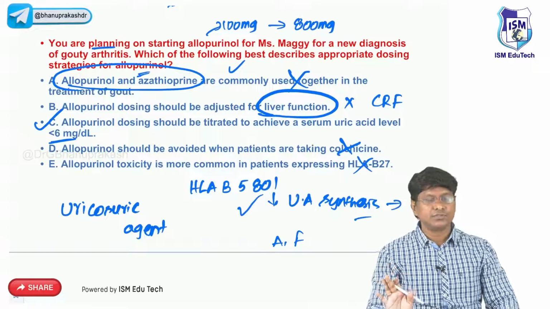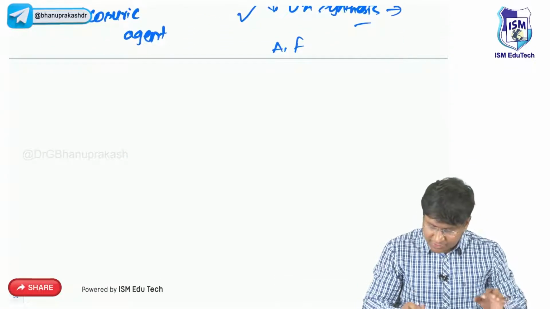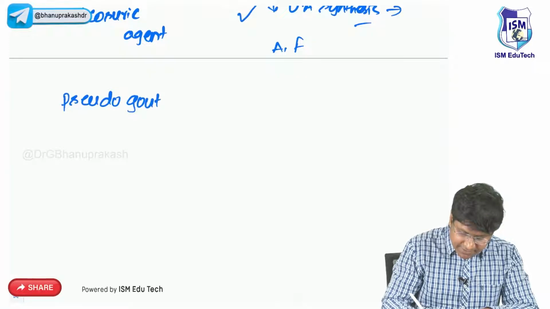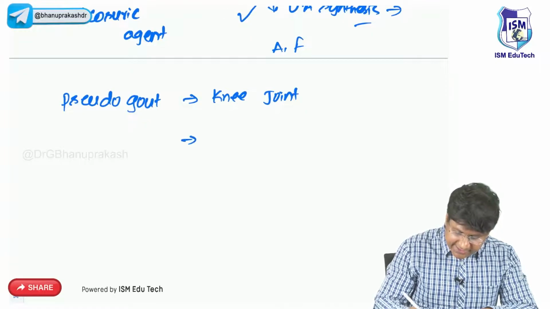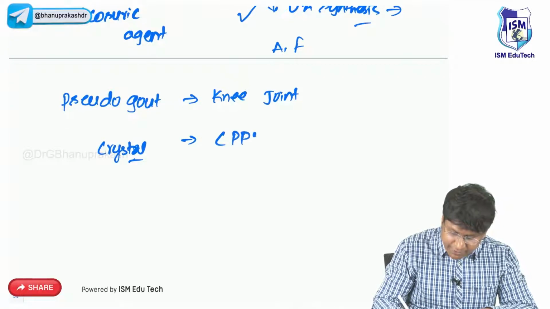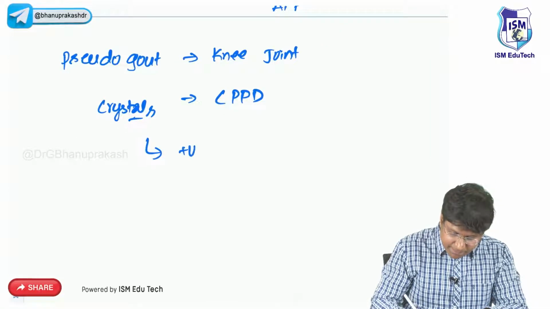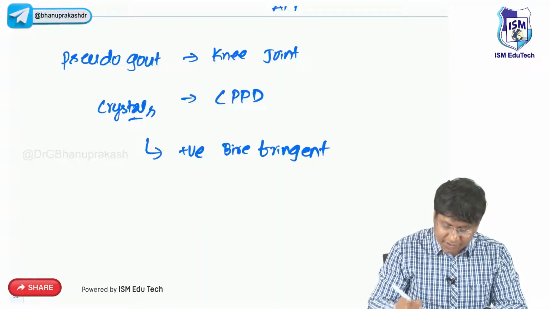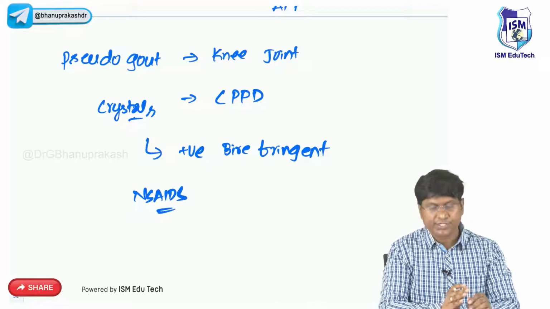Okay, so this is the story related to gout or gouty arthritis. So with this, Himanshu, I'll teach you pseudogout as well. In pseudogout, the joint which is commonly affected is the knee joint, right? The crystals accumulated in pseudogout are calcium pyrophosphate crystals, that is CPPD crystals, and these crystals are positively birefringent, right? And the drug of choice will be NSAIDs. That is pseudogout.